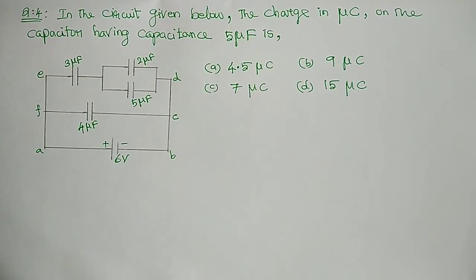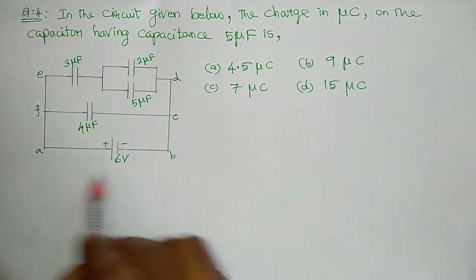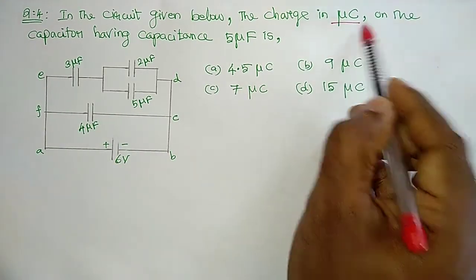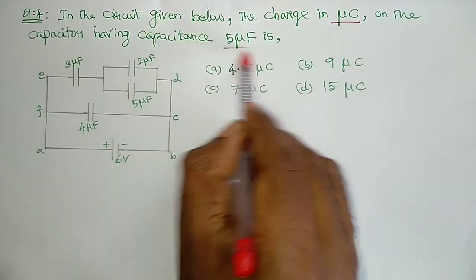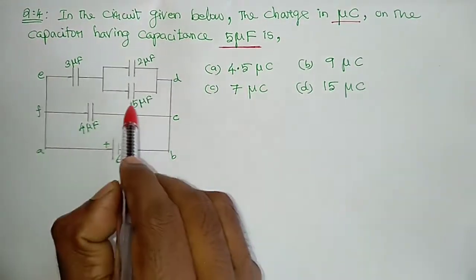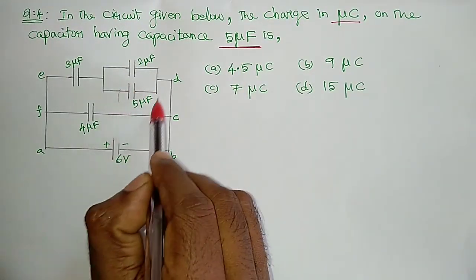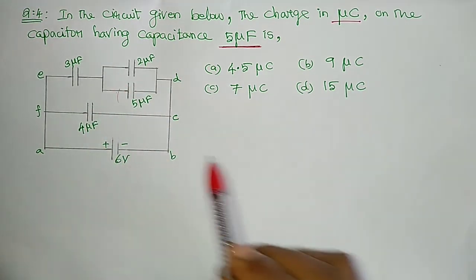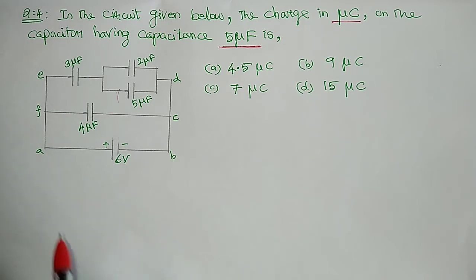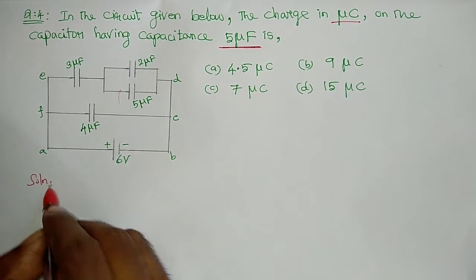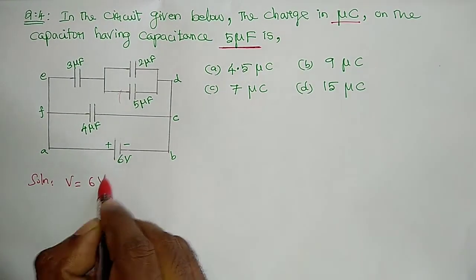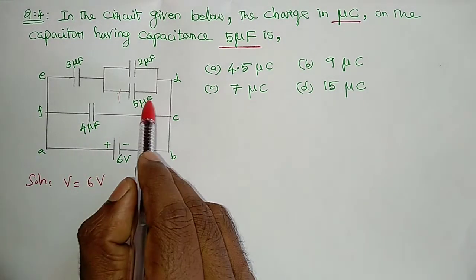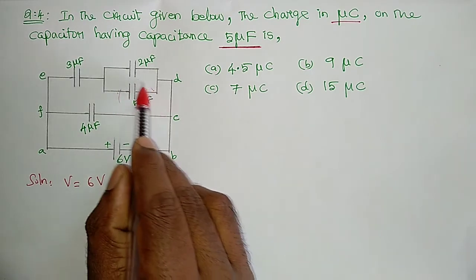So question number 4. In the circuit given below, we have to calculate the charge in microcoulomb on the capacitor having capacitance 5 microfarad. That is, they have asked to calculate how much charge will be on this 5 microfarad capacitor for the given combination. Okay, so let us consider the total potential V is equal to 6 volt. Then we have to calculate the charge on the 5 microfarad capacitor.